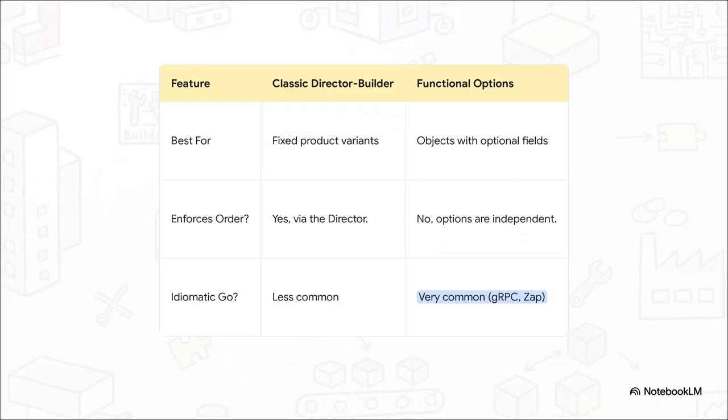So, let's put these two head to head. The classic pattern is your best friend when you have very distinct types of products, a car, a bike, a bus, and you have to enforce a specific build order. Functional options, on the other hand, really shine when you have just one type of object, but with a ton of optional settings where the order doesn't matter. You'll see this second pattern everywhere in popular Go libraries like gRPC and Zap.